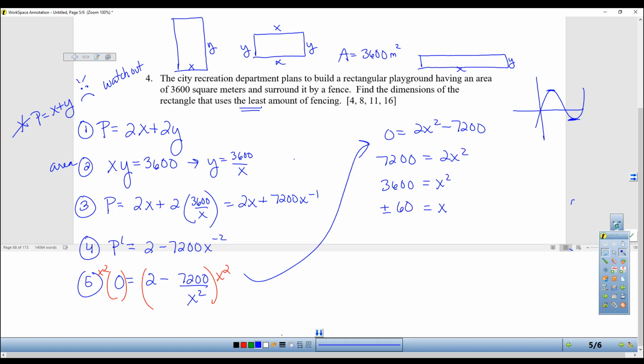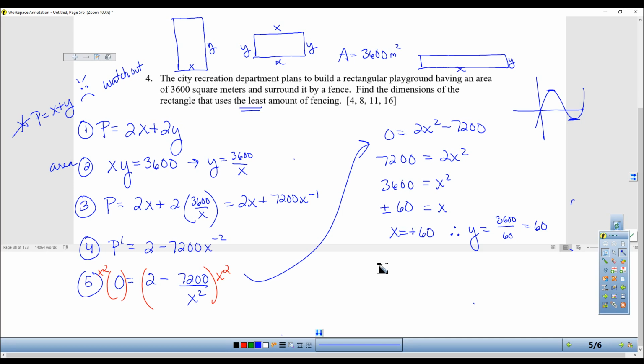But of course, it can't be negative. It's the length of a playground. So x would be positive 60, and therefore y, which is 3600 divided by x, is also 60.